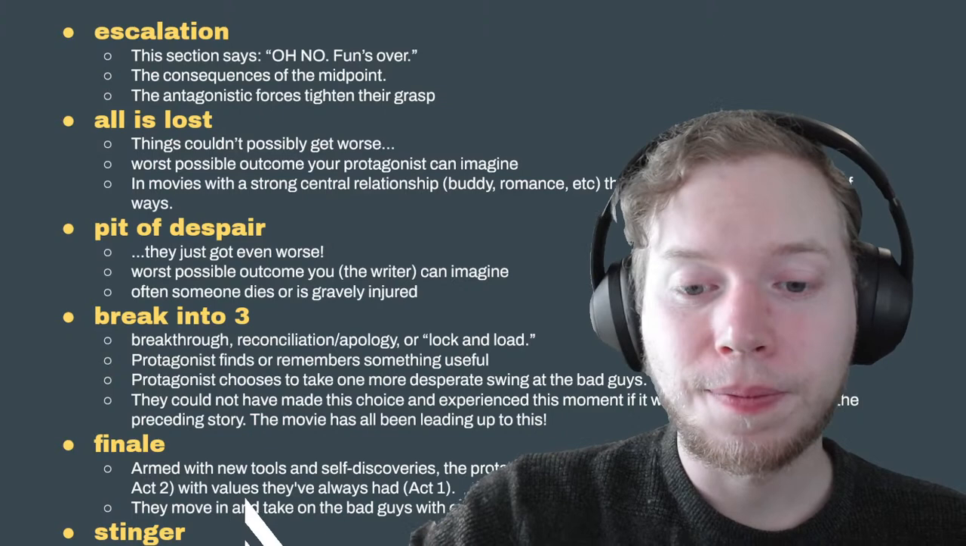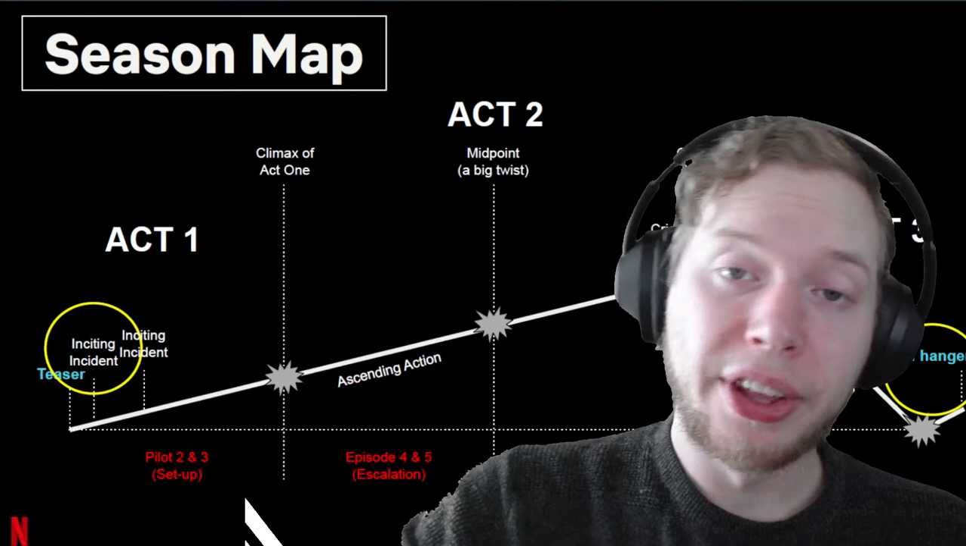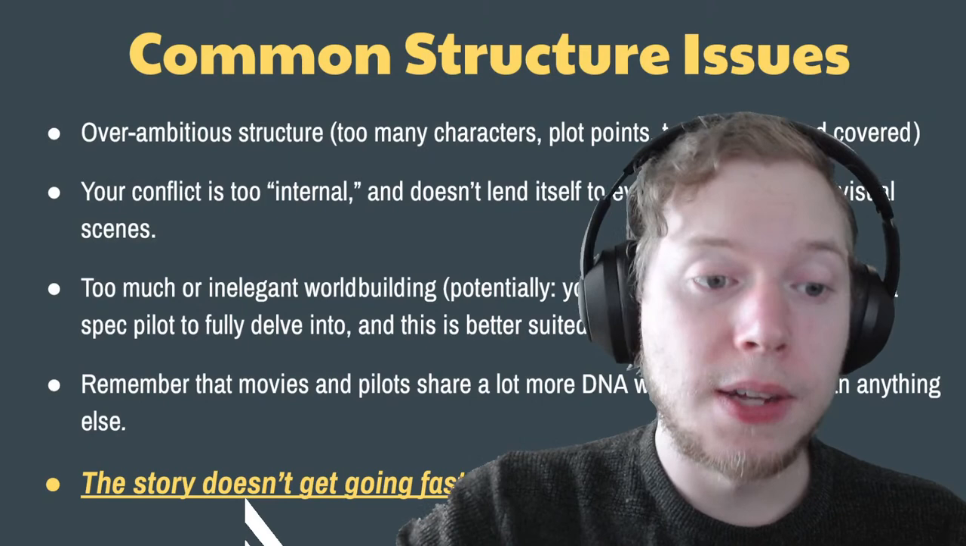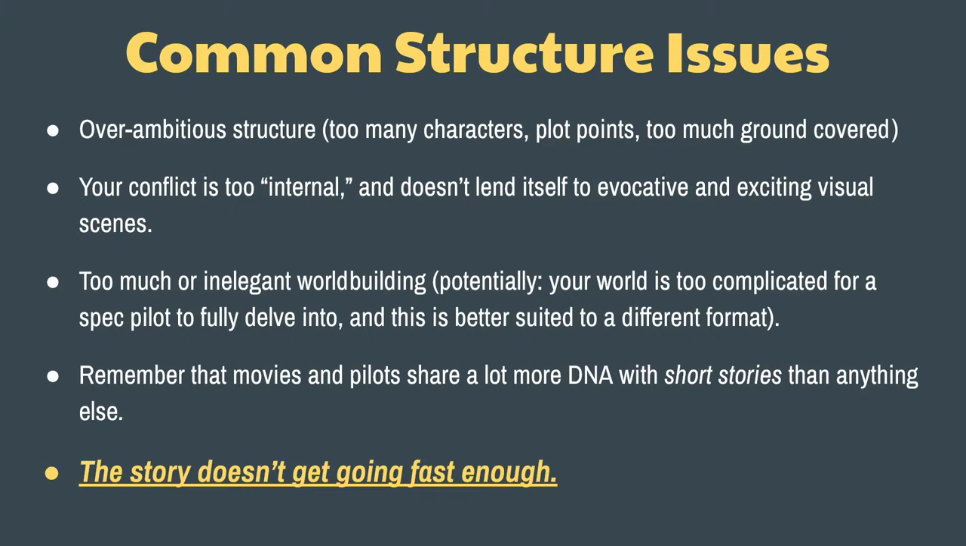So don't worry about the season map. Remember, we're not really writing more than just a pilot. So, common issues before you even start, just in terms of story beats, we'll look at story beats. We can tell some of these things might be problems. Overambitious. So too many characters, too many plot points, too much ground covered.